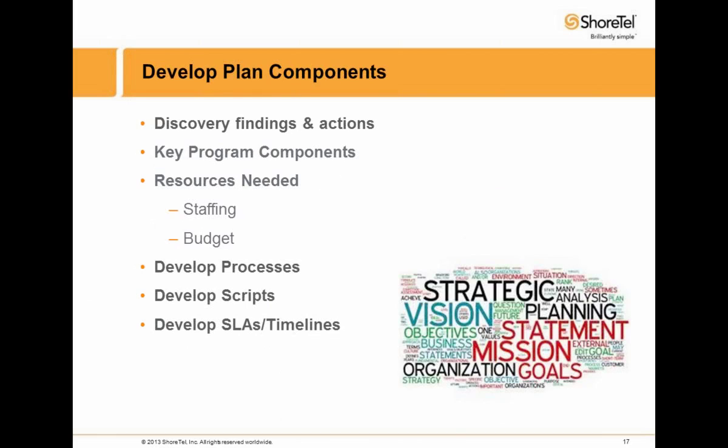So now we're going to talk about putting this into a document. One of the first things you're going to do is take the discovery findings and then the actions from those. So maybe you found that sales is happy with you. Maybe that's not a priority you have to worry about right away, but they haven't done any customer press releases in a couple years. Whatever you've discovered will help create the actions. Put into the plan your key program components and resources needed.